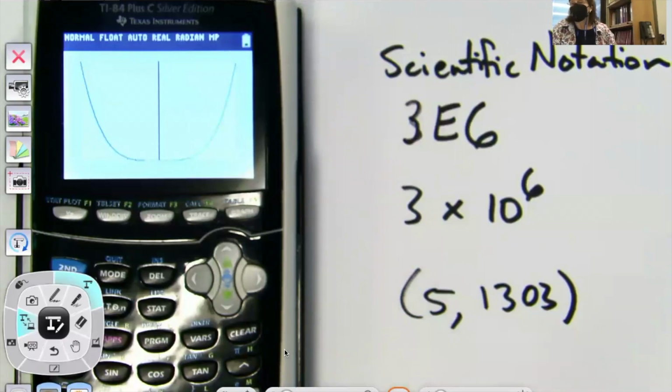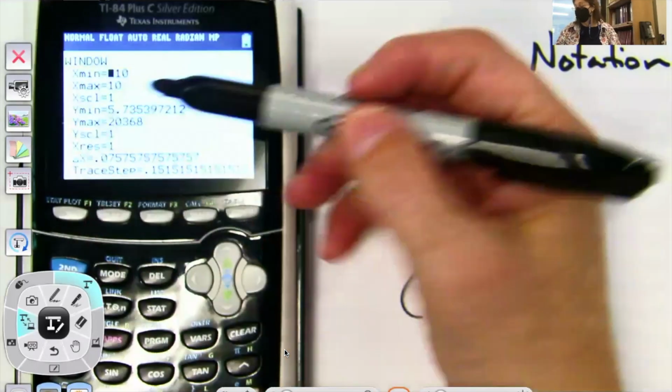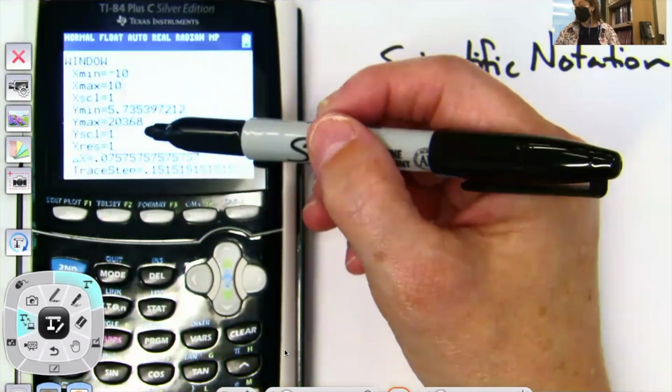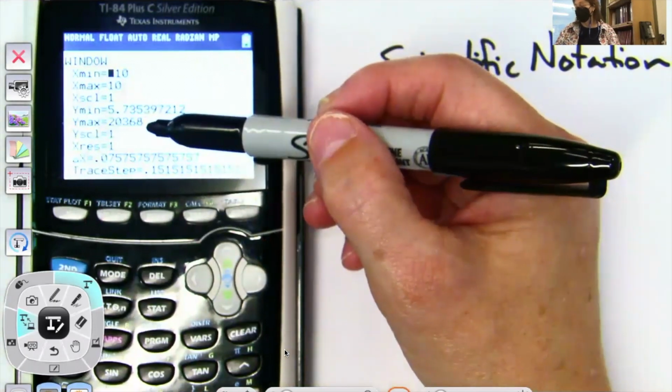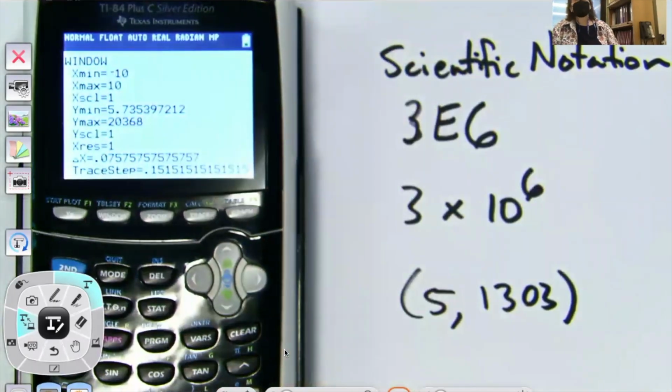If I don't want to take the time, because it could take a long time, but if I wanted to manipulate that window even better, I could hit the window button and change these different values. See that Y max, the calculator automatically picked 20,361 and counted by ones. So I could play with those numbers and it might get a better picture. It might not be as distorted.